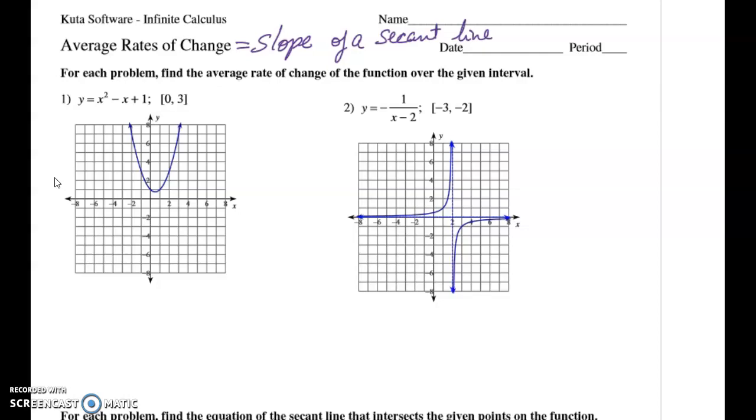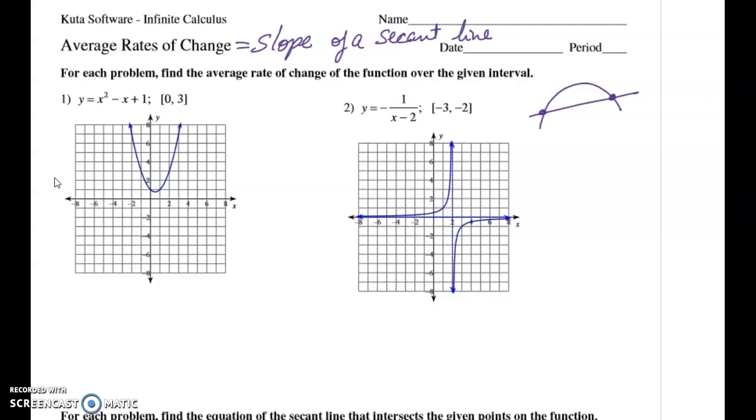What is a secant? If you remember from when you studied geometry, a secant is nothing but a line that, if this is a curve and this is a line, intersects the curve at at least 2 points. That is a secant line. So average rate of change is nothing but the slope of a secant line.